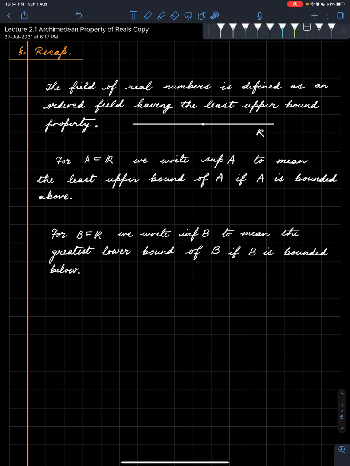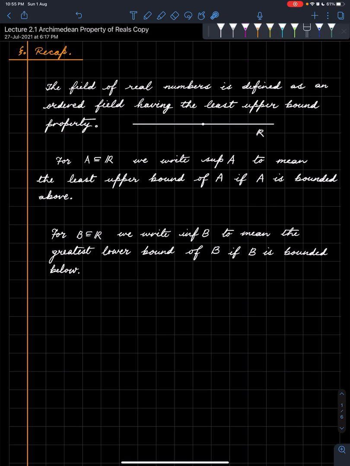So far in the first module, the basic agenda was to define what is meant by real numbers and show that they exist and they are unique, although we did not show that they are unique. So let us recall, the field of real numbers is defined as any ordered field which has the least upper bound property, meaning whenever a subset of it has an upper bound, it also has a least upper bound.